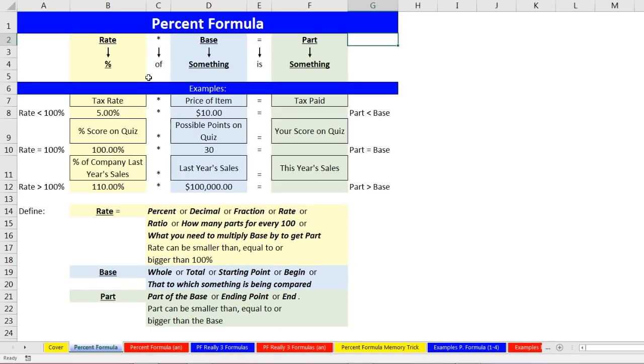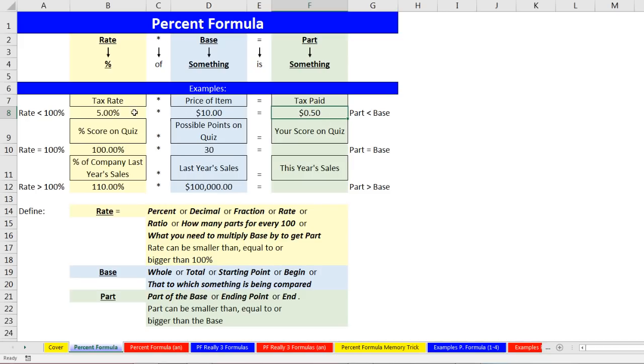All right, so we're going to start off with three examples, and we are solving for the part. That means we're given the rate and the base. Oh, here's the tax rate, 5%. Here's the price of the item, 10 bucks. Rate and base, we can easily solve for the part, taxes paid, equal sign, and I'm going to get the rate times the base. 5% tax rate times price, Control Enter. That gives us 50 cents tax paid.